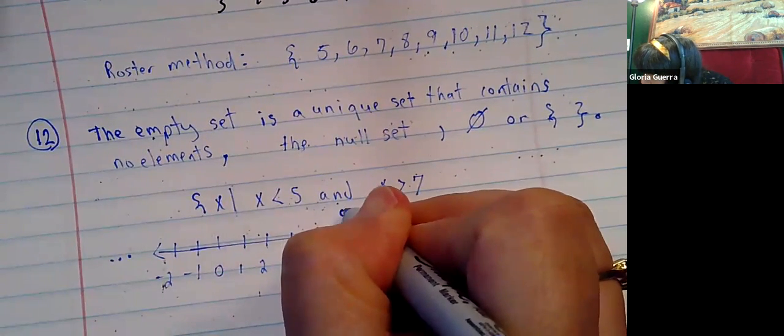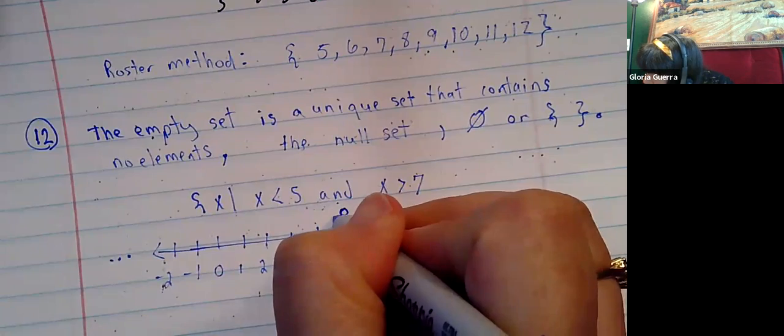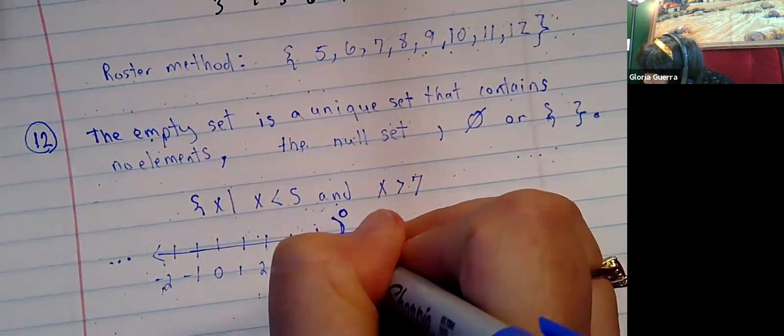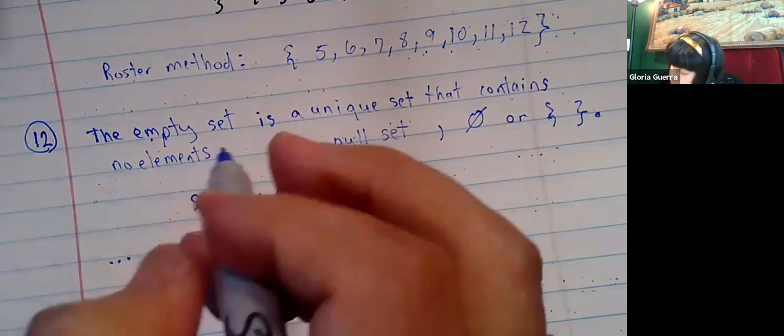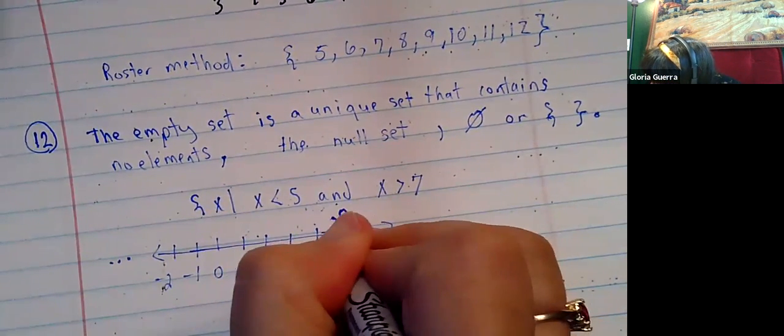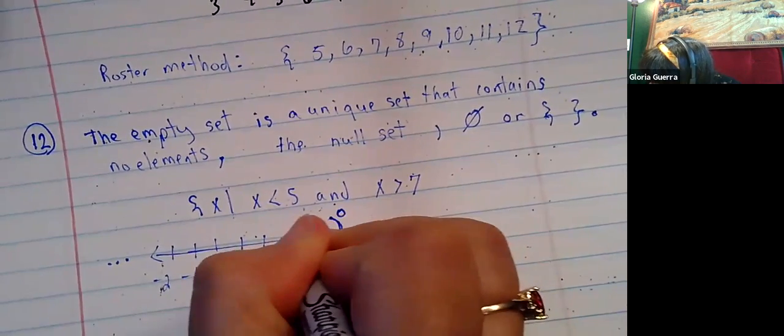A lot of times in high school, they do the open circle. And this book usually tends to use parentheses because sometimes you have to do interval notation. And you did some of that on test 1.